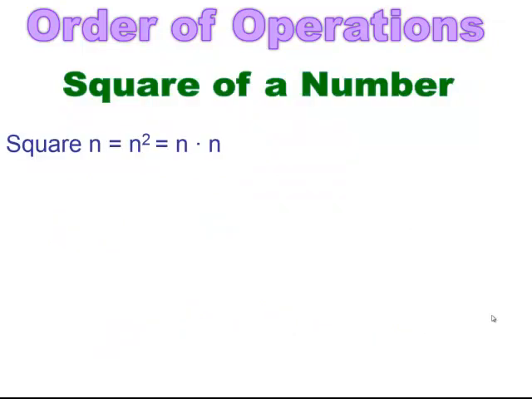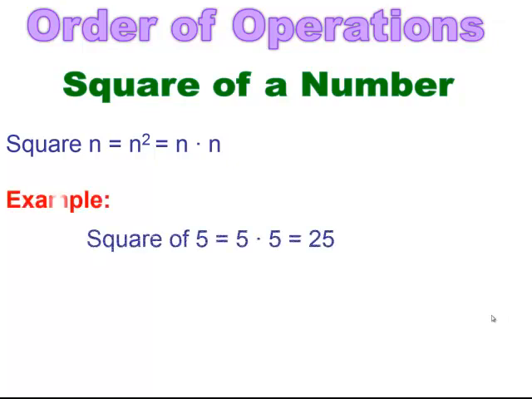The next definition is a square of a number. If you have a number n and you square it, you have an exponent of 2, which means I'm multiplying it to itself 2 times. So a square is a number that is multiplied to itself 2 times. So the square of 5 would be 5 times 5, which would equal 25. Now this 25 is known to be a perfect square, and it's a perfect square of 5.